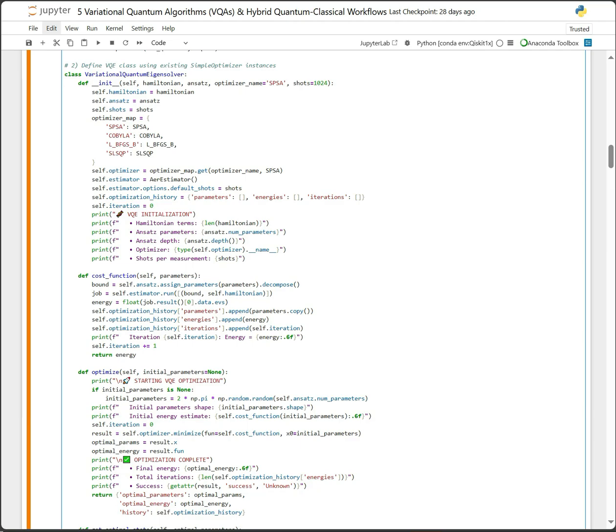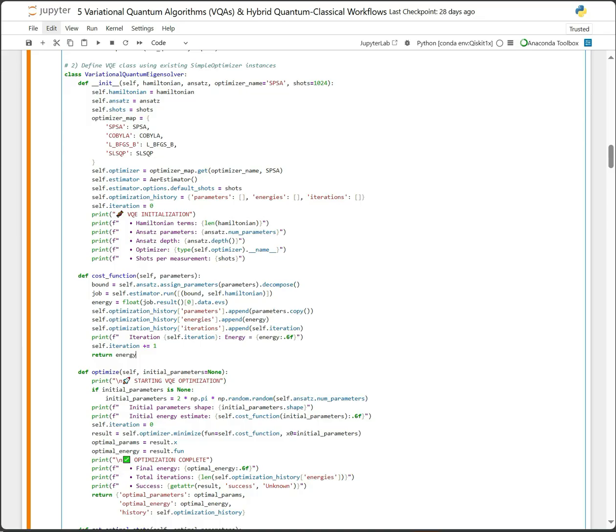We're also going to set the simulator with the Aer estimator and just define a number of shots as a variable here. In the optimization history, you're just going to store the values of how our system is going to evolve, so we can visualize the convergence later. And the cost function is going to be defined here as this method. You're going to have this bound, which is based on the ansatz that you have, and you assign the parameters.